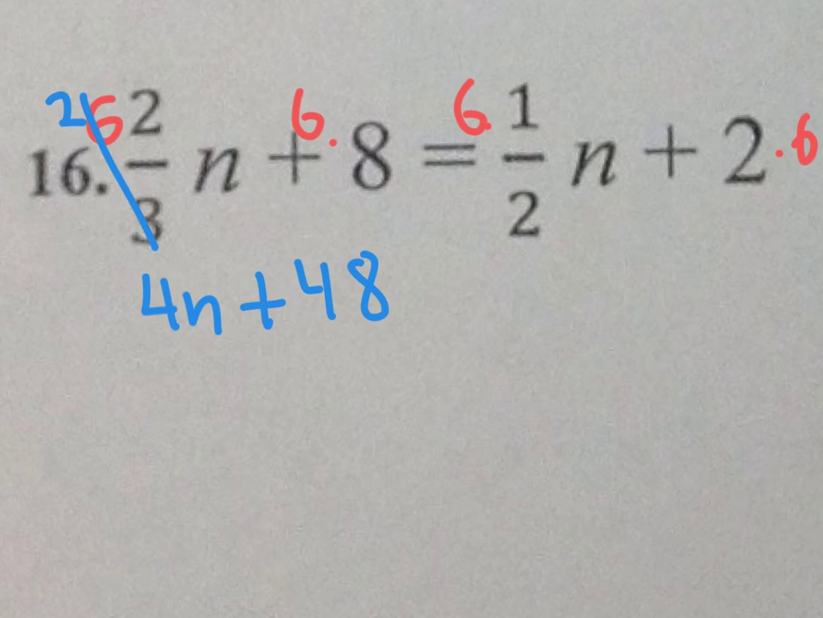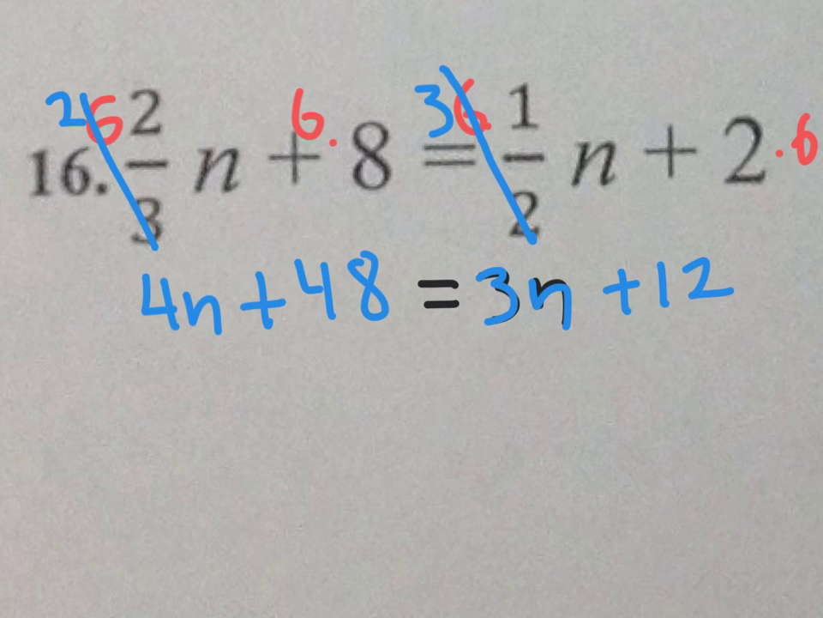And over here, I have 6 divided by 2, that's 3. And 3 times 1, n, equals 3n. Okay? And last but not least, 2 times 6 is 12. So as you see, I got rid of all the fractions at the same time by multiplying by the LCD.